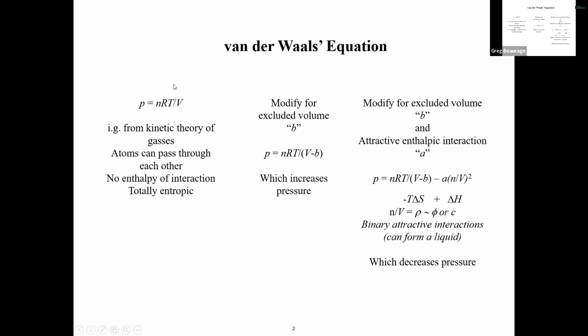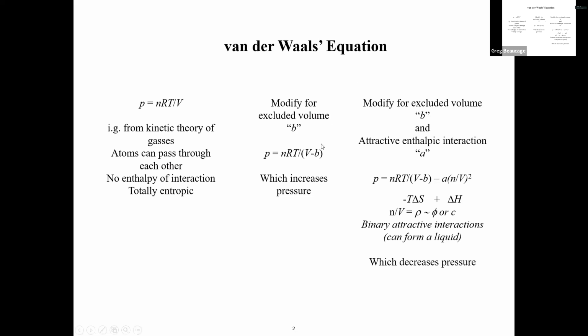Things can get really complicated. So you have the ideal gas law, PV, and usually you talk about specific volumes, just RT over V, the molar volume. The first thing you want is the idea that you can't pass through yourself. So you have an excluded volume, this B, and you say the volume minus B. That's going to serve to increase the pressure, so the fact that you can't pass through yourself means the pressure goes up, right?